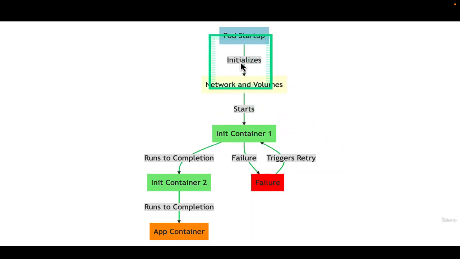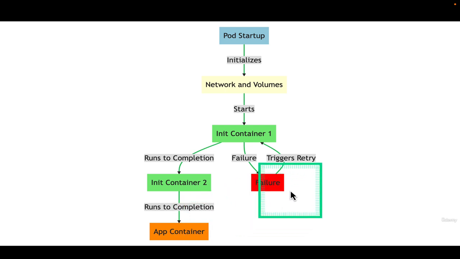So we have pod startup which initializes, for example, the network and volumes, making a connection to a database, or a volume being ready. Then the init container starts and runs to completion, then the second container, and then the app container. But in case there is a failure, the restart policies apply exactly as for a container, whether it should be always, never, or on failure. So it will trigger a retry of the init container.